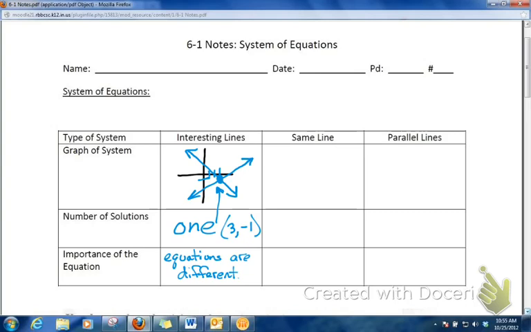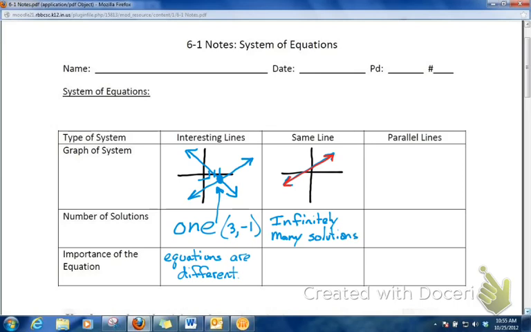Now, another thing we could have is a system of equations where the two lines you graph happen to be the same line. For instance, I graph this line right here, and then I graph a different line, and it happens to be right on top of this line, the same exact line. Well, what that means is you have infinitely many solutions.